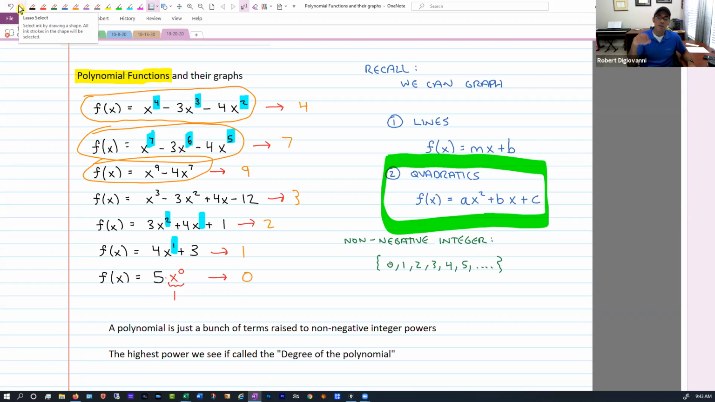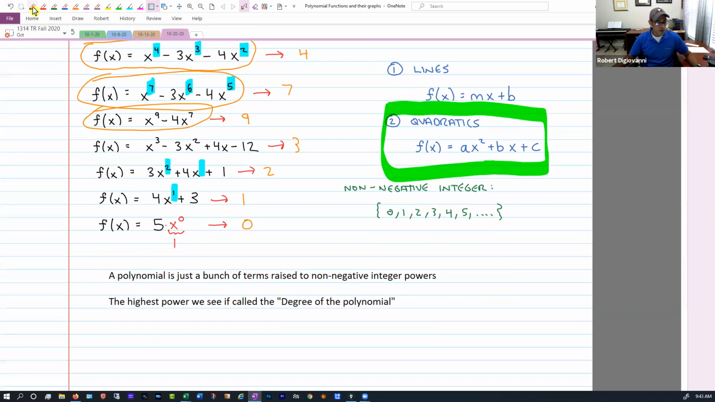The degree actually will tell us a lot about the graph of these things. The degree is going to tell us a lot about what these things look like. The other important thing that we are going to need to know is something called the leading coefficient. So let me just tell you what it is. The leading coefficient is the number in front of the highest power of x.